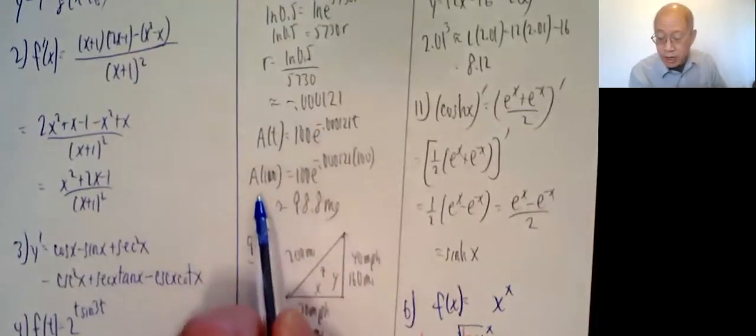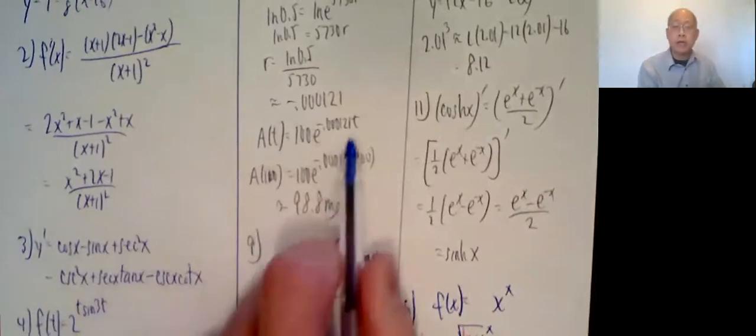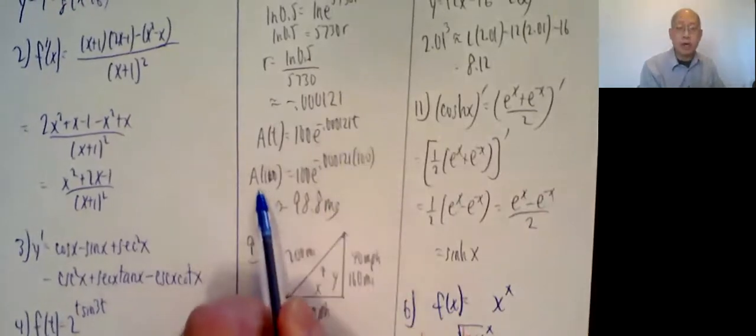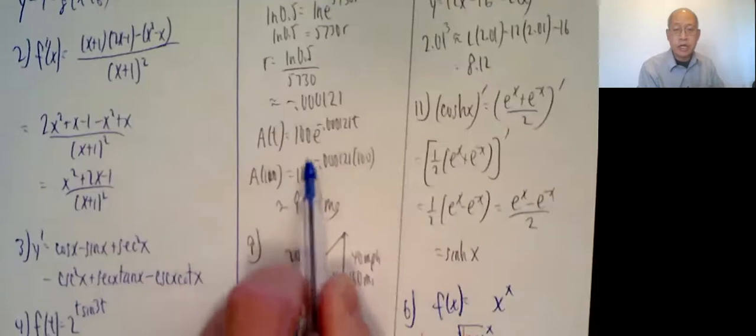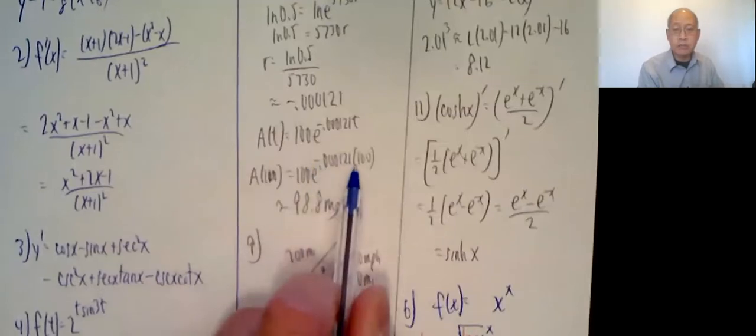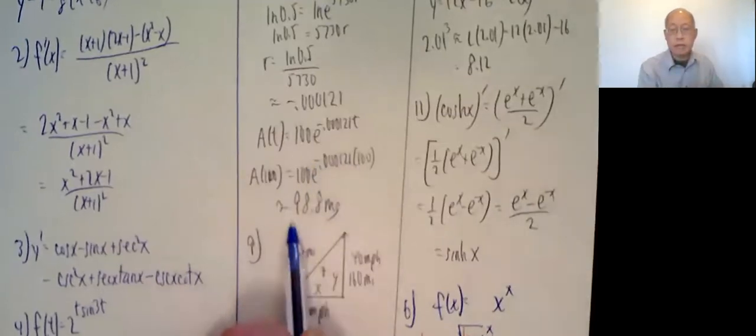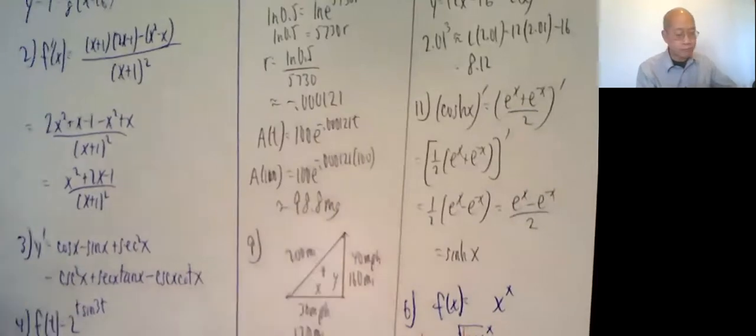Okay, so now we're asked what happens after 100 years. Plug in 100 right here. So A of 100 is 100 e to the negative 0.000121 times 100. Punch it in your calculator. It's about 98.8 milligrams.